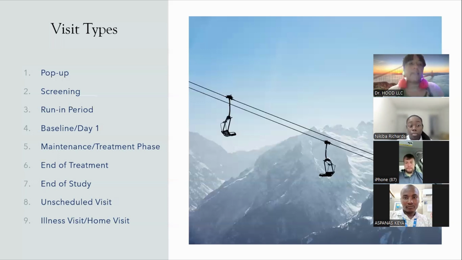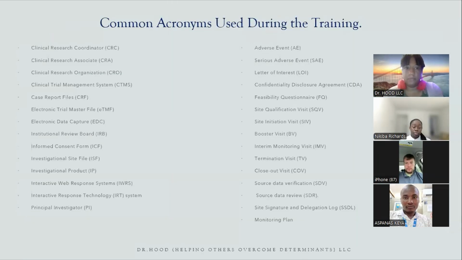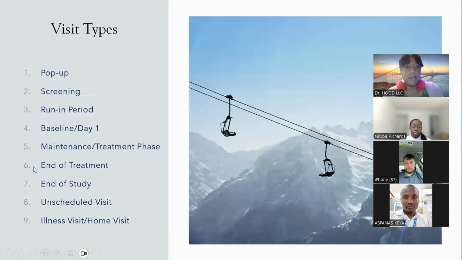I'll ask that question when we get to the other page. Okay, so baseline is day one. It also can be called the randomization visit. This is the visit where the subject has passed the screening process. If a run-in period was applicable, they'll pass that as well, and now they're going to be randomized to a study arm, whether it's placebo, the investigational product, or comparator, whatever the cohort is for the protocol.